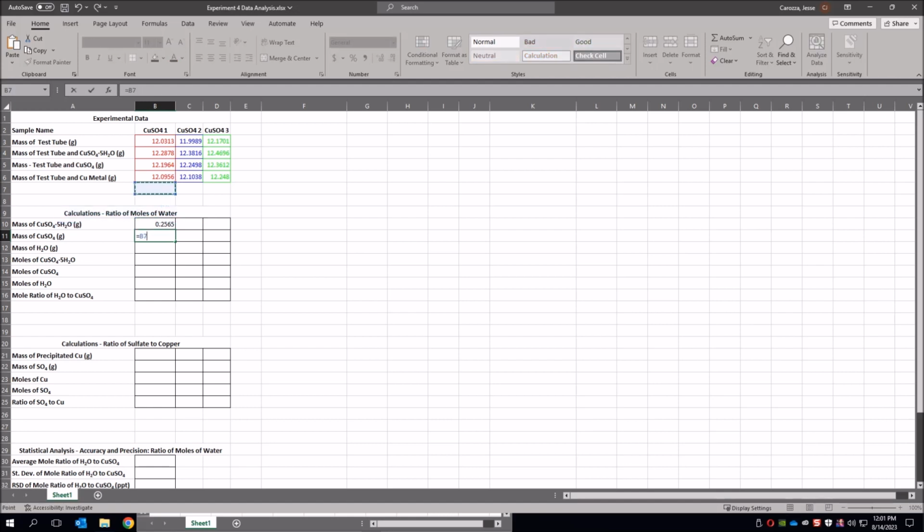Then we have our dehydrated copper sulfate. Again, take out the test tube. We now can clearly see that this is considerably smaller. That's a good sign. You dehydrated it. You drove off the water, which then brings us, of course, to the water.